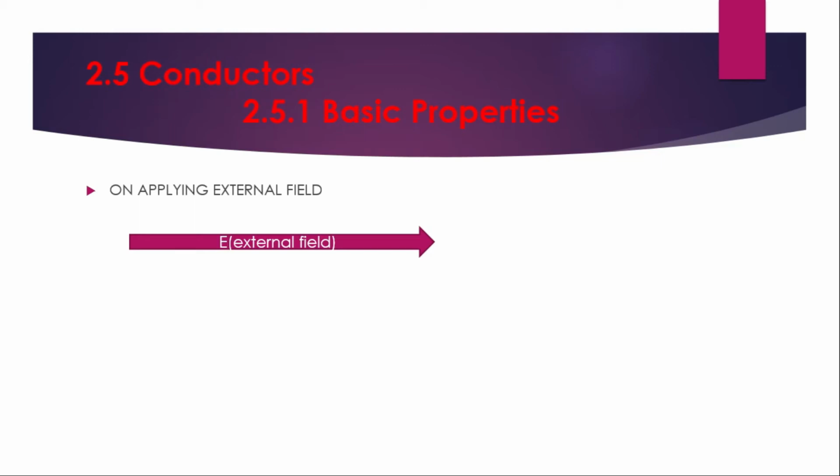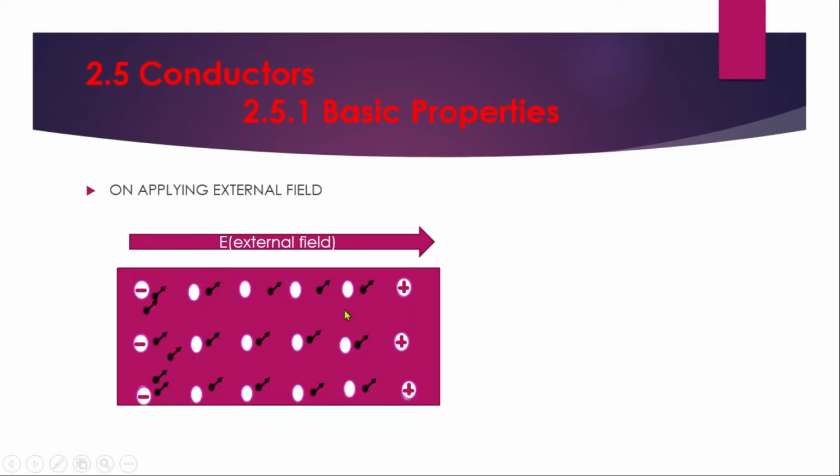On applying an external electric field, because each electron is free to move, the electrons feel a force opposite to the external electric field, and these electrons move from right to left if the external field is applied from left to right. Therefore these electrons accumulate on the left hand side of the material, and on the other side a deficiency of electrons is created, so positive charges are created on the right side and negative charges on the left side, which produces an internal electric field.